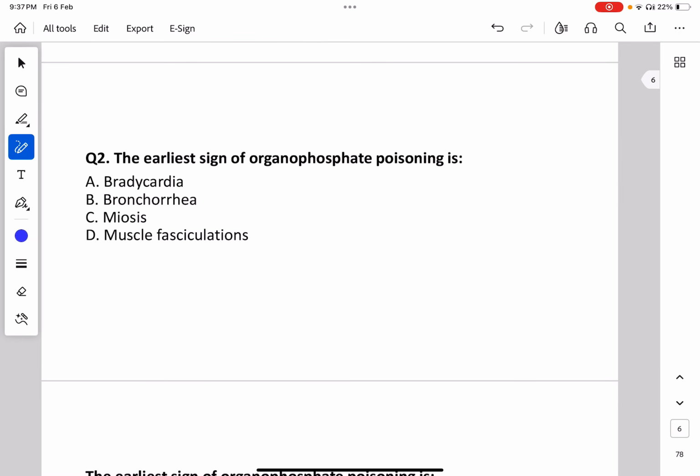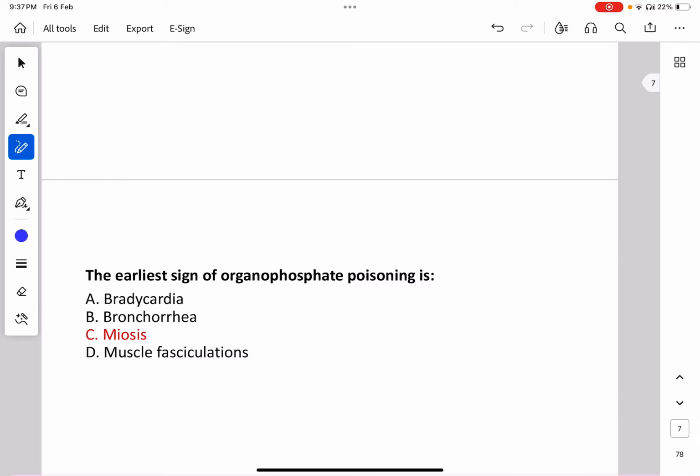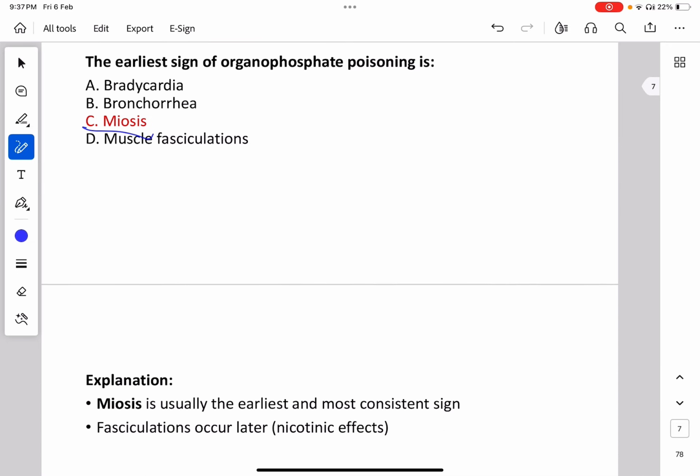Now the second question: the earliest sign of OP poisoning is, what is the earliest sign? Bradycardia means decrease of heart rate. Bronchorrhea means increased bronchial or lung secretions. And third is miosis. Miosis means small size pupils, like this is a normal pupil, so miosis is a small pupil and mydriasis is a large pupil. And fourth, muscle fasciculations. So, which is the earliest sign? The earliest sign is miosis.